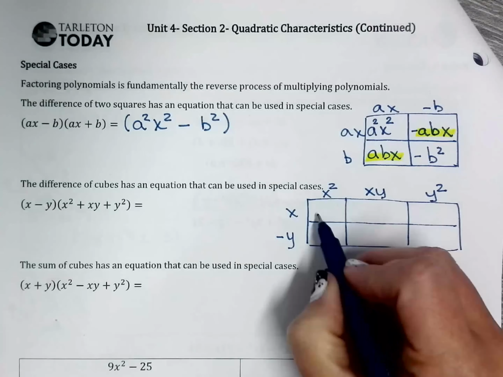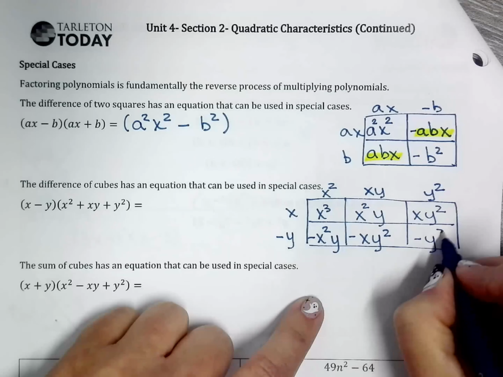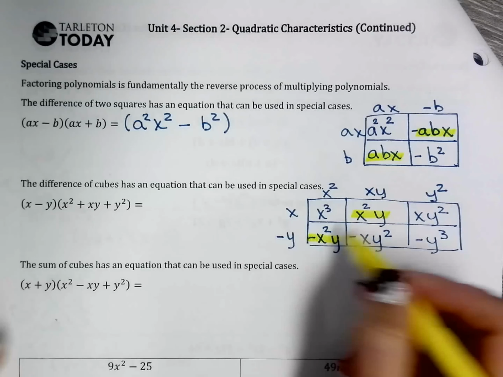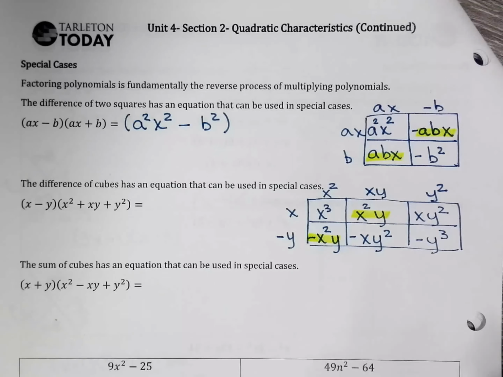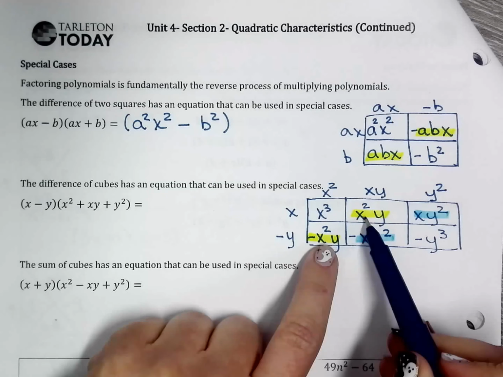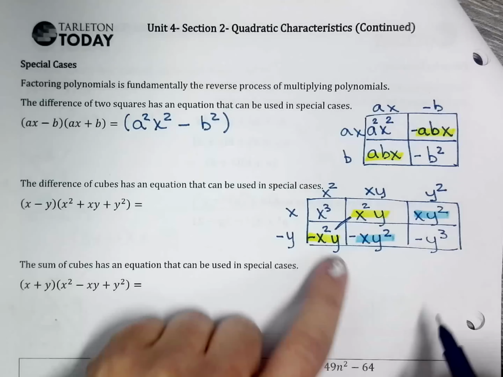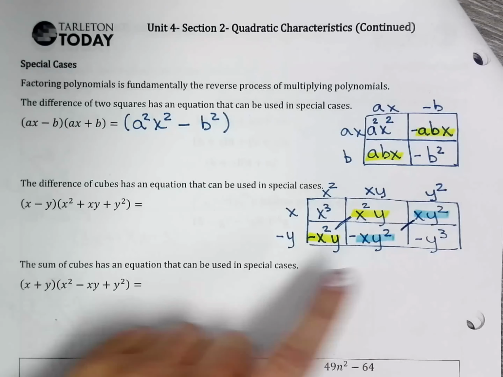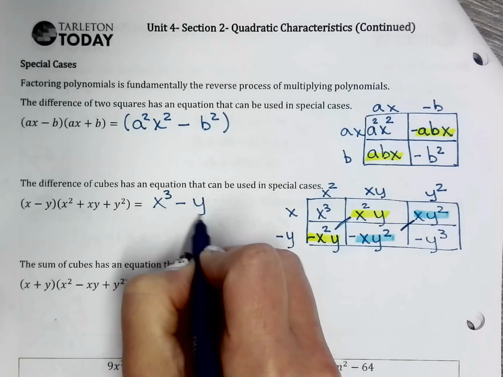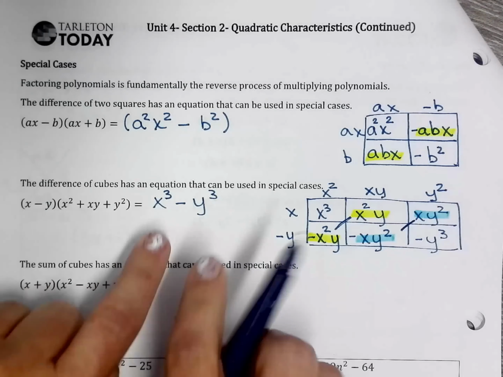Again, multiply, multiply. Okay, now you're going to combine like terms, x squared y, and this one, xy squared, xy squared. So add them together, you get 0. Add these together, you get 0. So here I have x cubed minus y cubed.